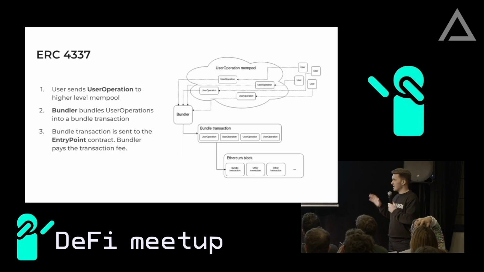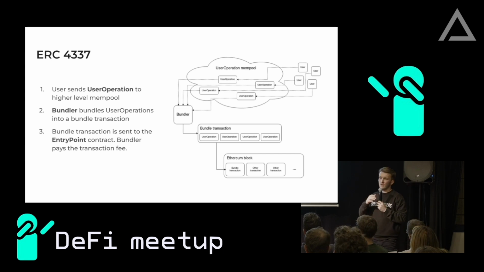So, two slides about how this ERC works, very briefly. When users want to submit a transaction, they send something called a user operation. You can think of it as a transaction. That user operation is sent to a higher level mempool, so a different mempool. There will be two mempools. The higher level mempool is operated by bundlers. Those bundlers receive the user operations and bundle them into a bundle, like a block.